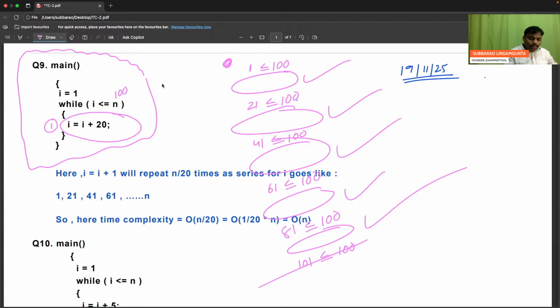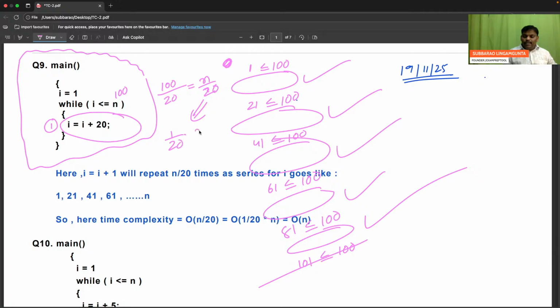So what is the reason? Remember, 100 by 20. If you always increment by plus 20, the loop runs 100 by 20 times, which is nothing but n by 20. This loop is going on n by 20 times. I think everyone knows n by 20 can be written as 1 by 20 into n.